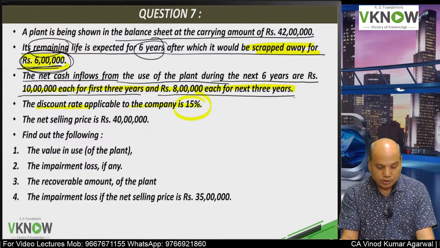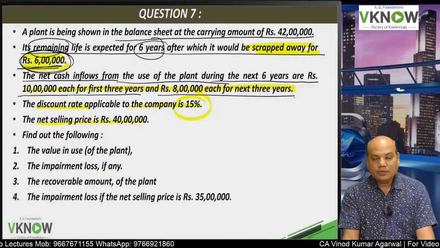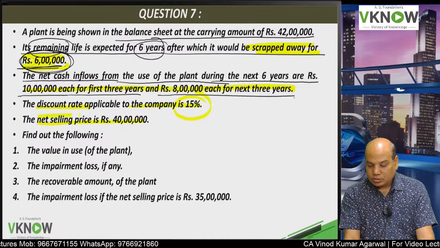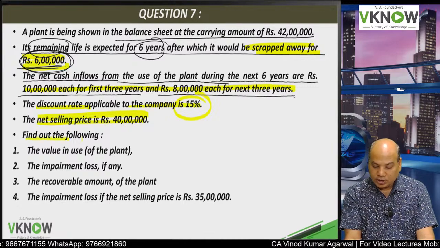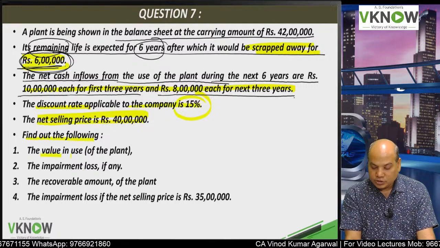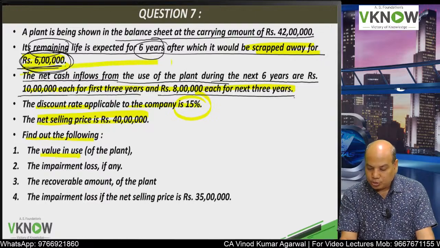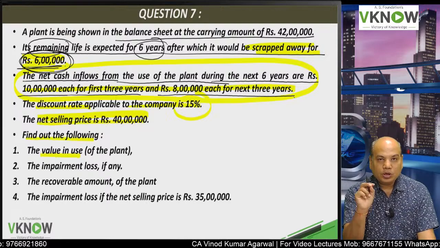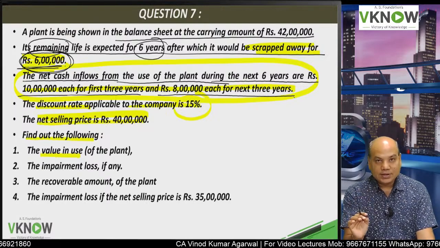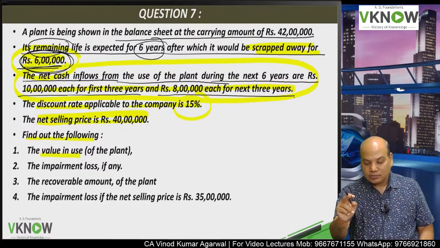This is for computing value in use. Net selling price is 40 lakh. This will be required for calculating recoverable amount. Find out the following. First is value in use. For that, you will have to compute the present value of future cash flow from the use of the asset plus salvage value 6 lakh.